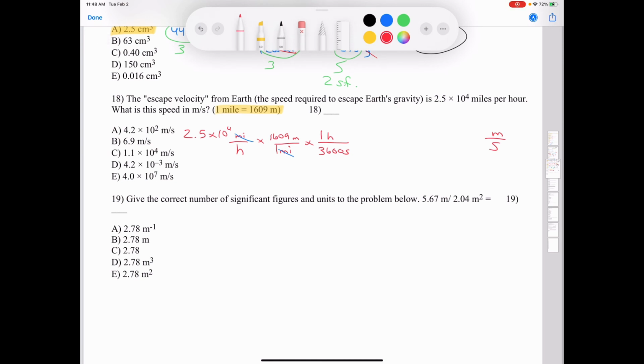So 60 times 60 gives you 3,600 seconds. And now you can see that the units of hours cancel, and I'm left over with meters per second. So everything is set up. I punch all that into my calculator. I'm going to report my final answer to 2 significant figures, and I end up with 1.1 times 10 to the power of 4 meters per second, just like that. And so the answer is C.